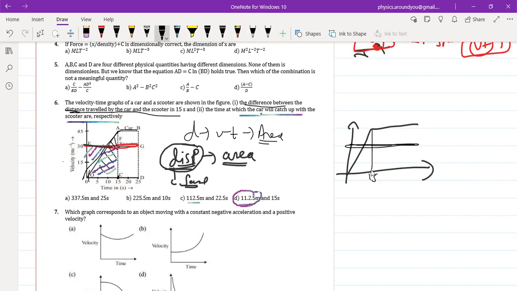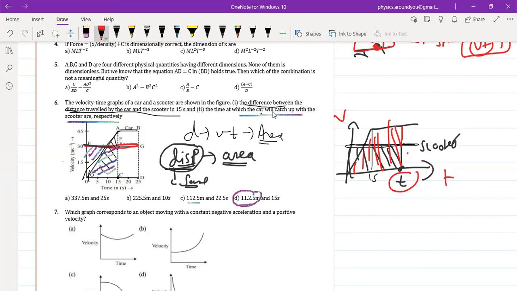Till 15, both of them have a distance between them. But let us say there is a time t at which they will catch up. Then at time t, the area of the scooter VT graph should be equal to the area of the car VT graph. The point of time that happens is the time at which the car will catch up with the scooter.